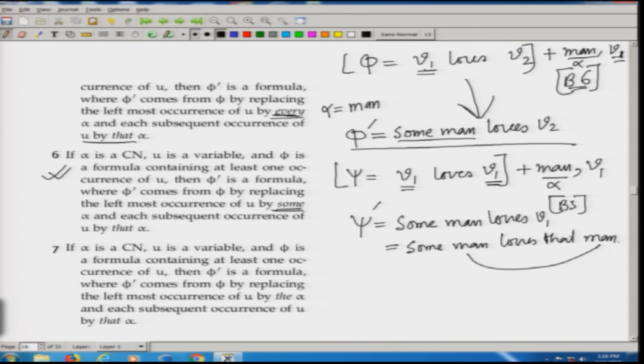It's the same thing. It is phi, and phi is V1 loves V2 and all that stuff. What you get here, by using B5, not some, but you get every man. That is the only difference. You get every here. Every man loves V2. So, we will go to the next session now, and we will talk about this.